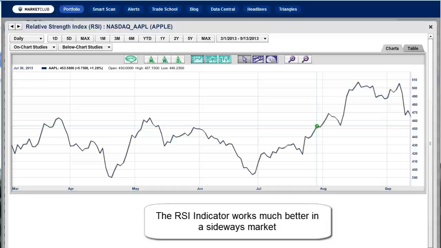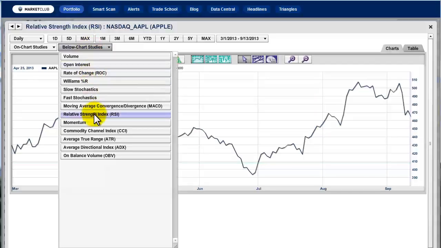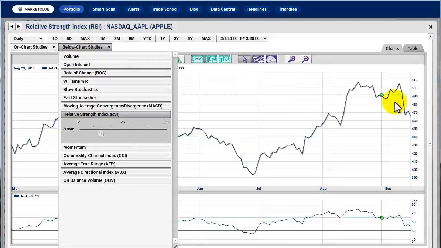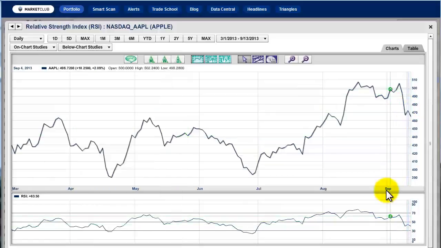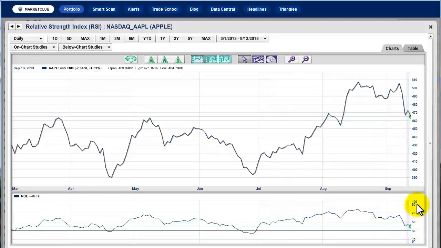So the first thing you want to do is put on the RSI indicator. We go to our below chart studies, and we go down to the relative strength index, RSI, and just click it once, and then just click off the chart, and it closes that window. As you can see below the chart, you have several lines and an oscillator that's going between those lines. Now the highest line is 100 and the lowest is 0. The midpoint is 50, of course, and you have the 70 and 30 marked out.